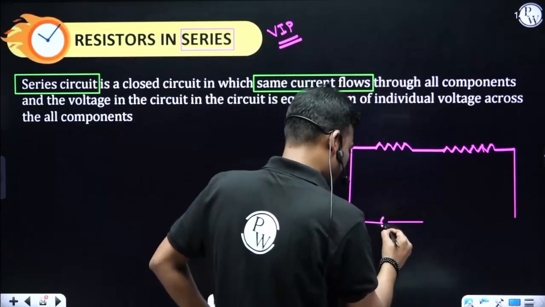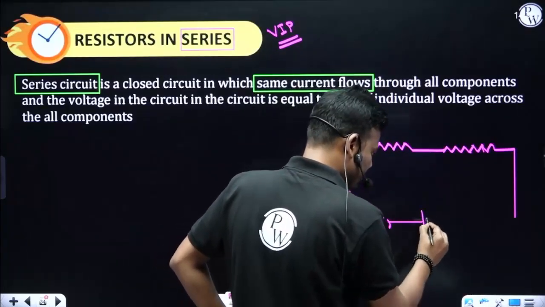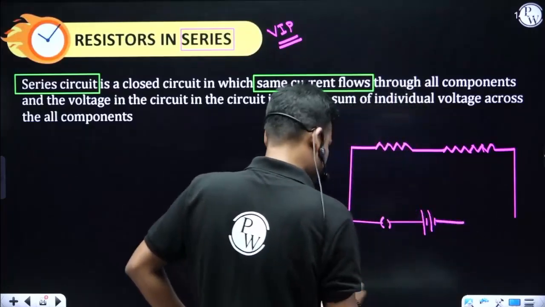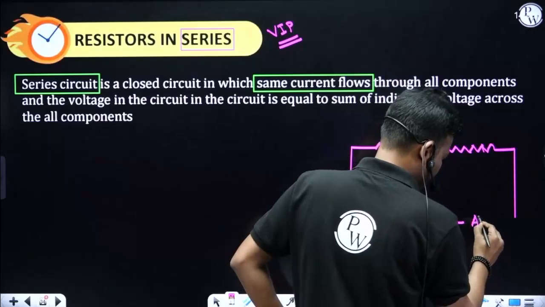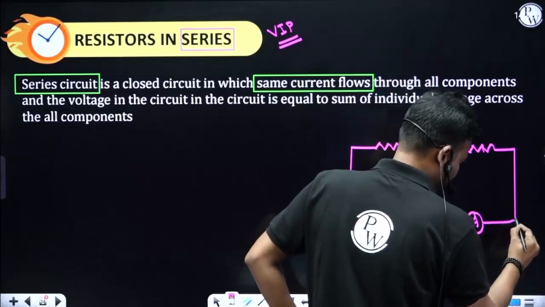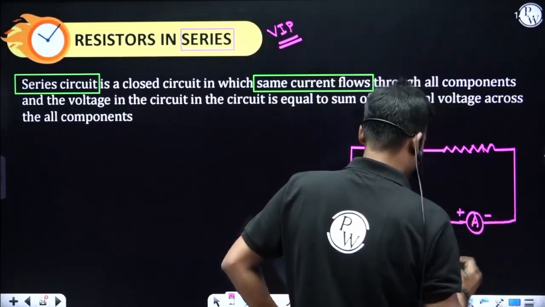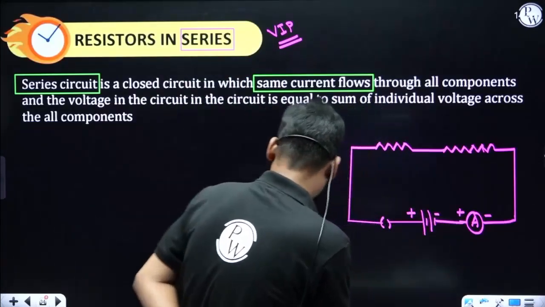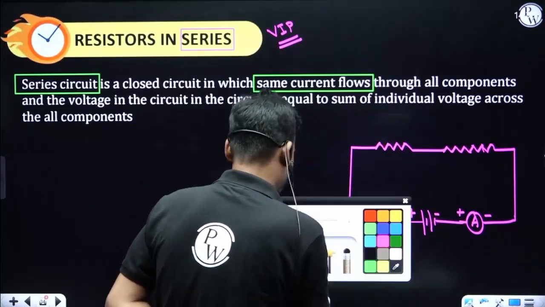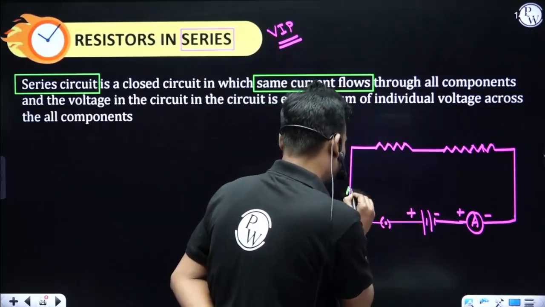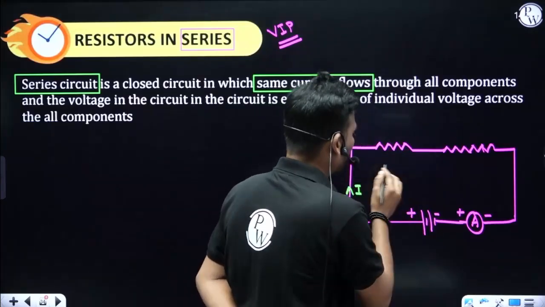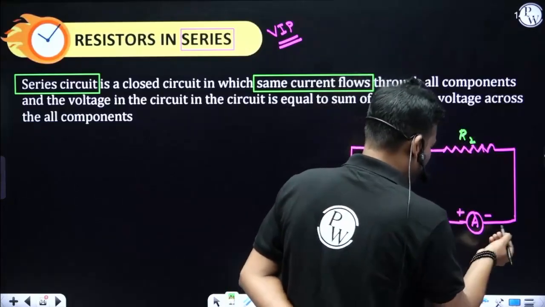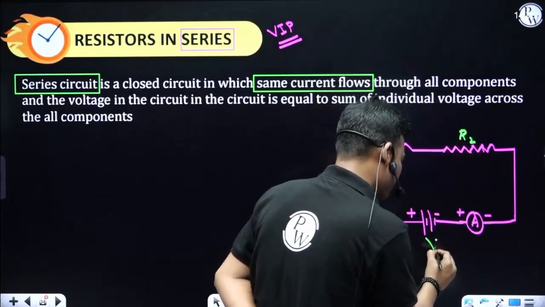And this is the plug key, and this is the battery, and this is the ammeter. Okay, this is plus and this is minus. Here closed means the current is flowing. So current is flowing in this direction, from high potential to low potential, and this is R1 and this is R2. And this is the ammeter, and this is the potential difference.